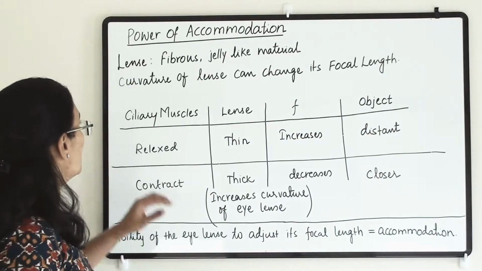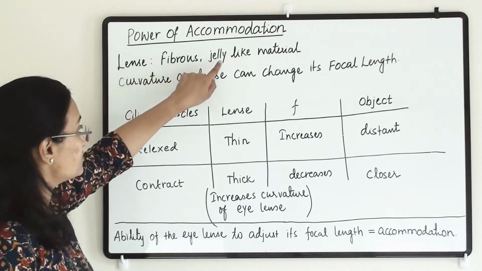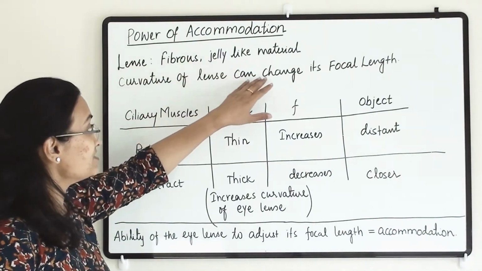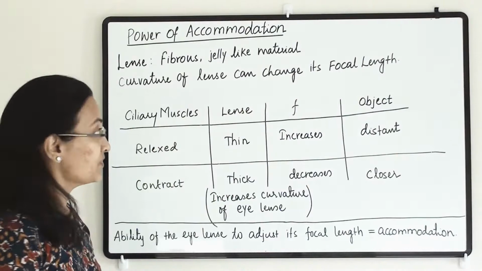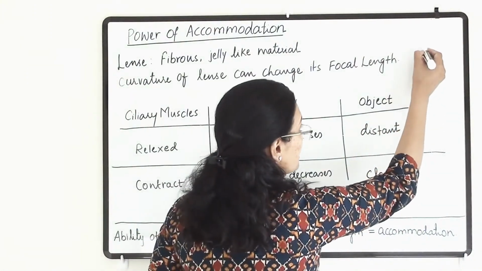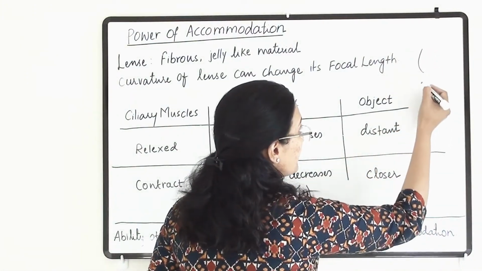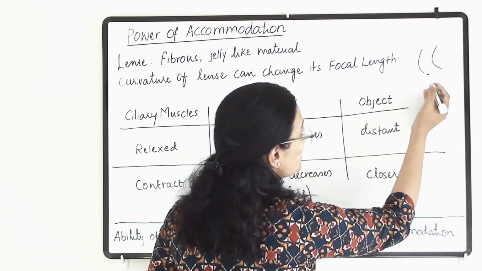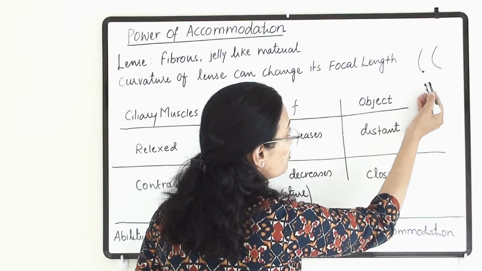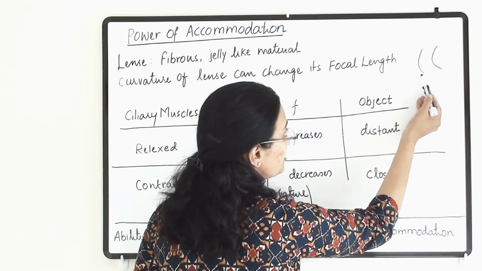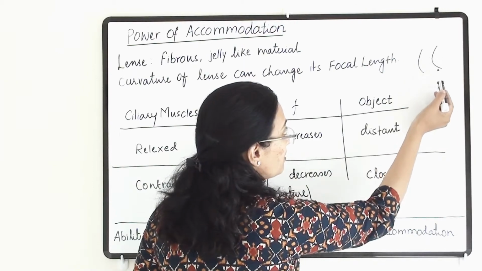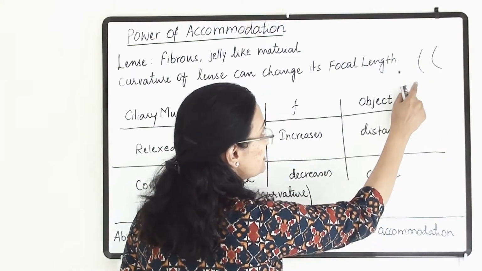So in this, the lens is a fibrous jelly-like material. Now the curvature of the lens can change its focal length. So curvature of the lens means this is a lens and this is also a lens. Here you can see that it is more bulging out, where here it is less bulging out. So this is a curvature, where here the lens is more curved, where here the lens is less curved.